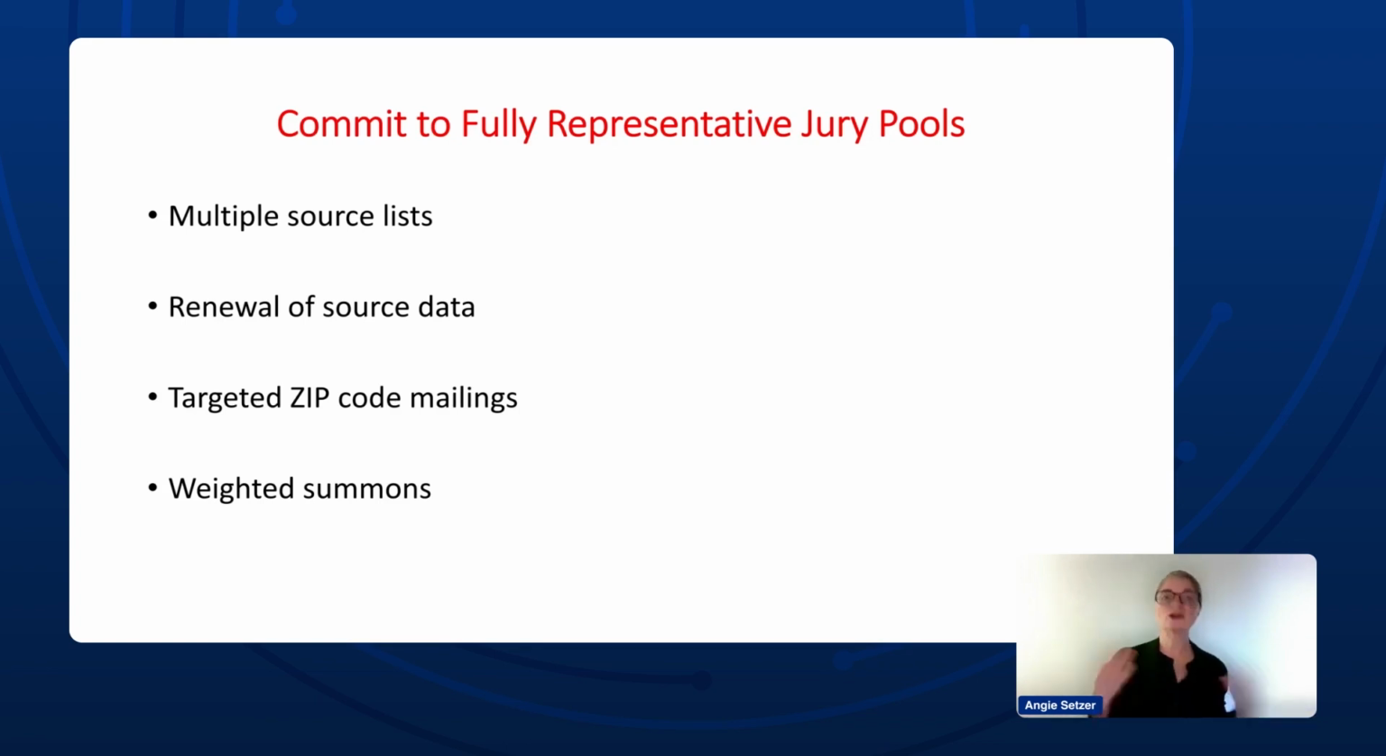Other options include targeted zip code mailings. So when you get a summons back that's undeliverable, send a replacement summons to that same unit or same zip code. Same thing for weighted summons. Here's a way that you can use geography as a proxy for race or ethnicity. Divide the jury area into smaller units or geographic groups, and then require proportional representation from each of those units. There are lots of straightforward ways to make sure that that initial jury pool is representative.